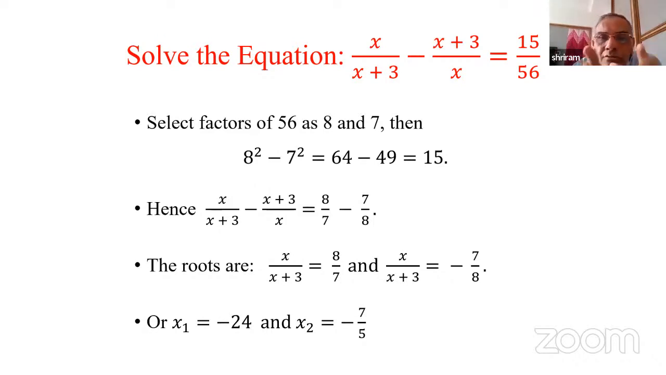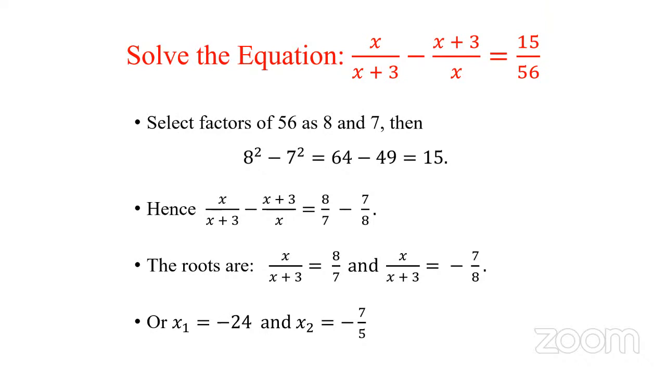Try to solve this particular problem, x upon x plus 3 minus x plus 3 upon x is equal to 15 by 56, by our routine method. Have an LCM, cross multiplication. So many times you have to adjust. The product will be 56 multiplied by something, 15 multiplied by something. Lots of calculations. Of course, time and energy both will be more required than with the technique Swamiji has given us.